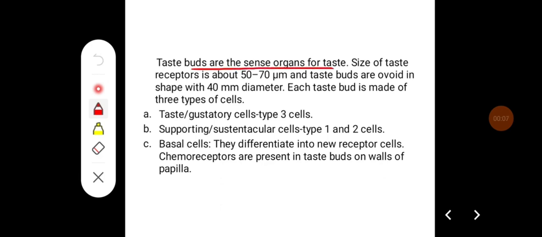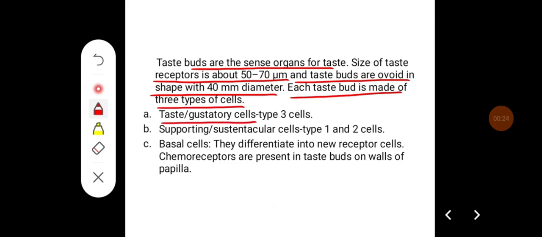Taste buds are the sense organs for taste. The size of a taste receptor is about 50 to 70 microns, and taste buds are ovoid in shape with 40 microns in diameter. Each taste bud is made up of three types of cells, that is taste or gustatory cells, which are also called type 3 cells. They are also made up of supporting or sustentacular cells.